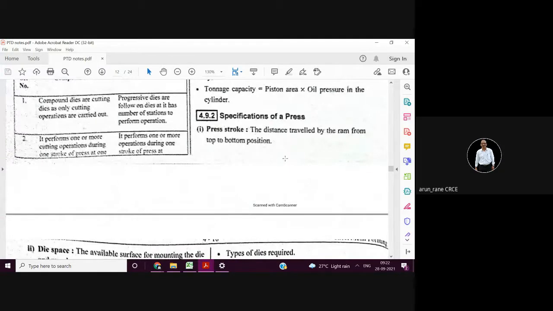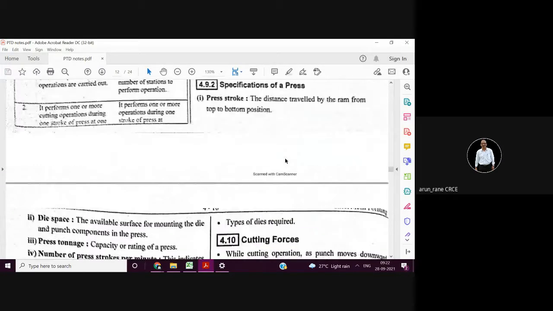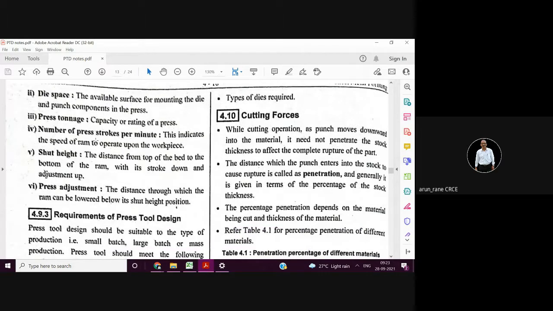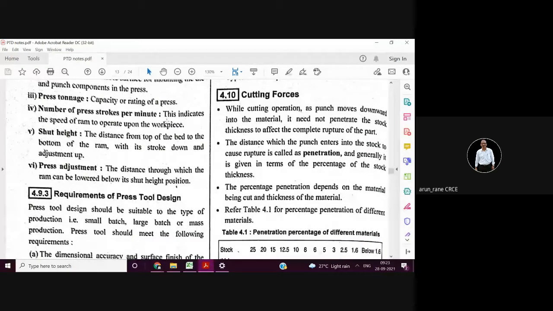The specification of a press: stroke. So how much the ram will travel, the distance traveled by the ram from the top to the bottom position. Then die space. How much is the space available? Basically, this is nothing but the table area. Press tonnage is the most important. Then how many strokes per minute? As I told you, nowadays we have high speed presses, 1,000 strokes, 2,000 strokes per minute.